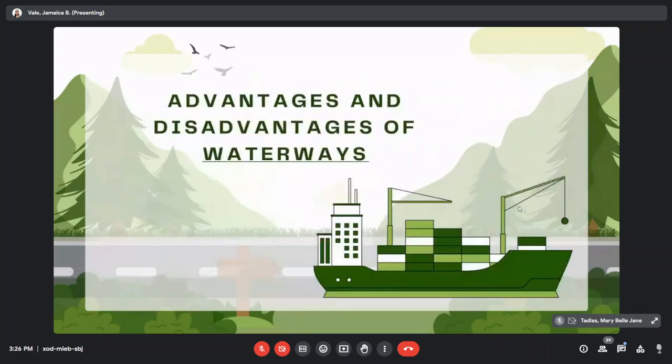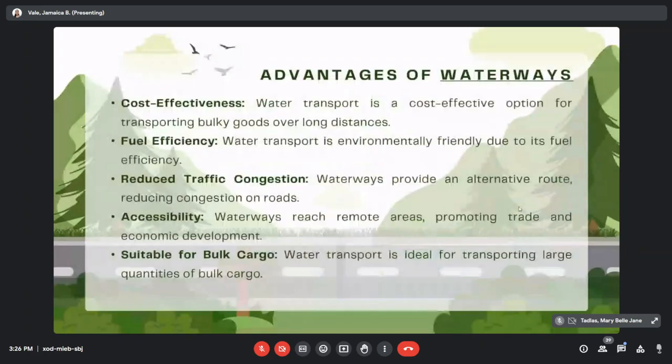Next would be the advantages and disadvantages of waterways. So first advantage of waterways would be cost effectiveness. Water transport is a cost-effective option for transporting bulk goods over long distances. Another advantage would be fuel efficiency. Water transport is fuel efficient. Next would be reduced traffic congestion. Waterways provide an alternative route, reducing congestion on roads.